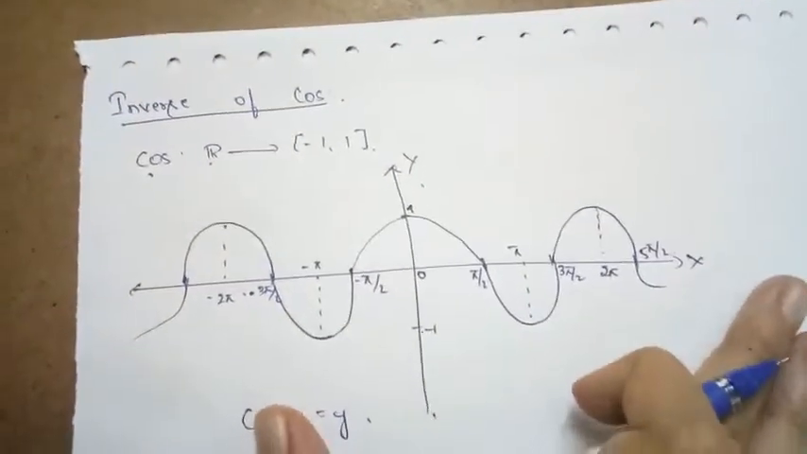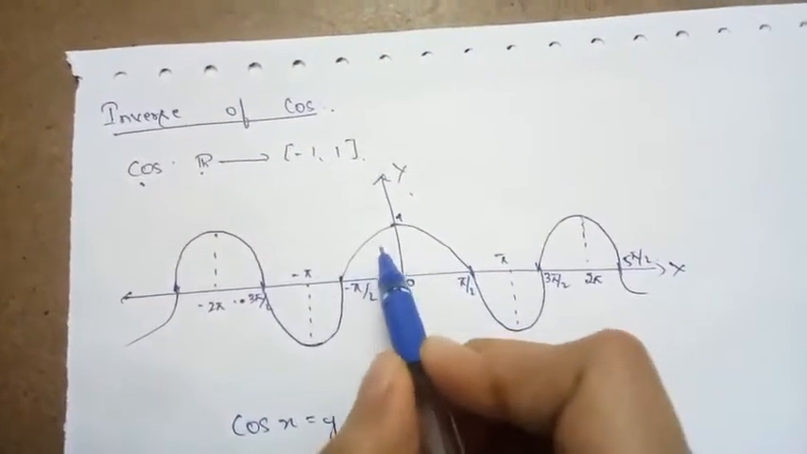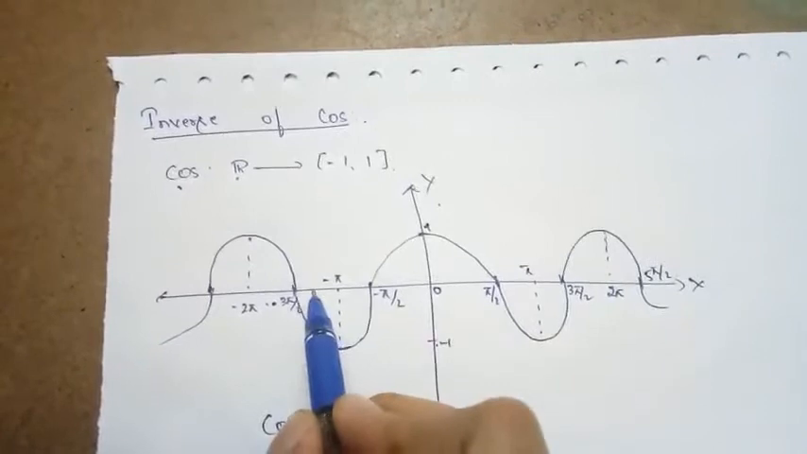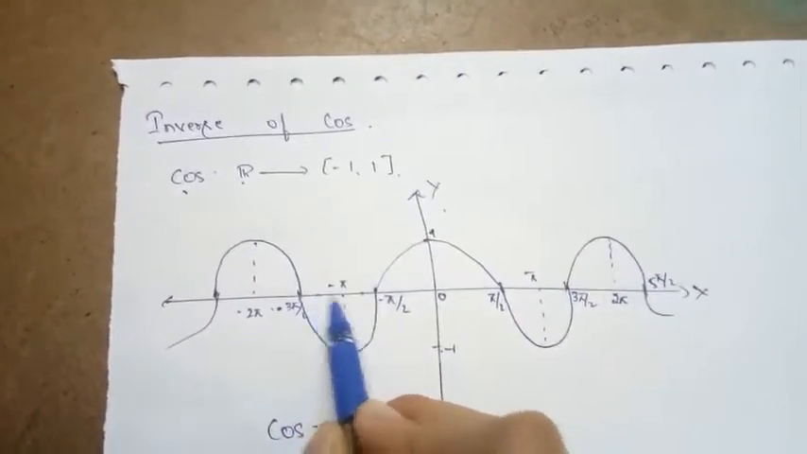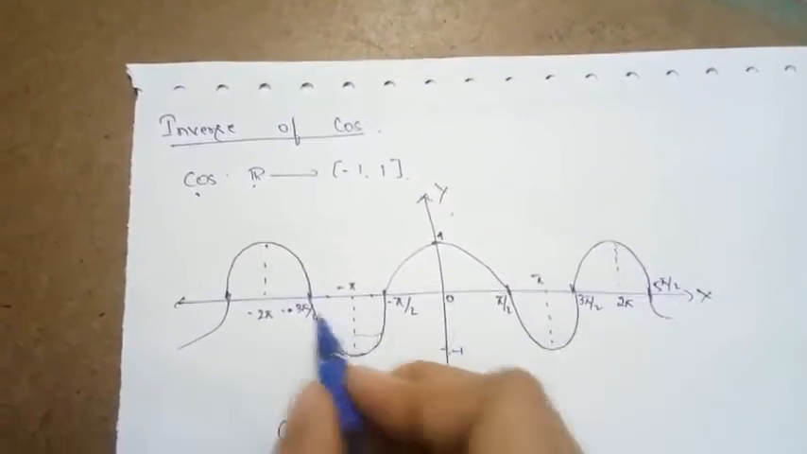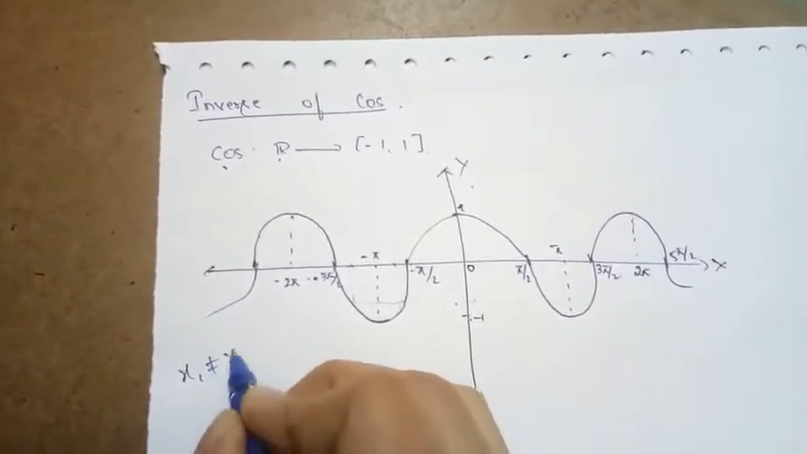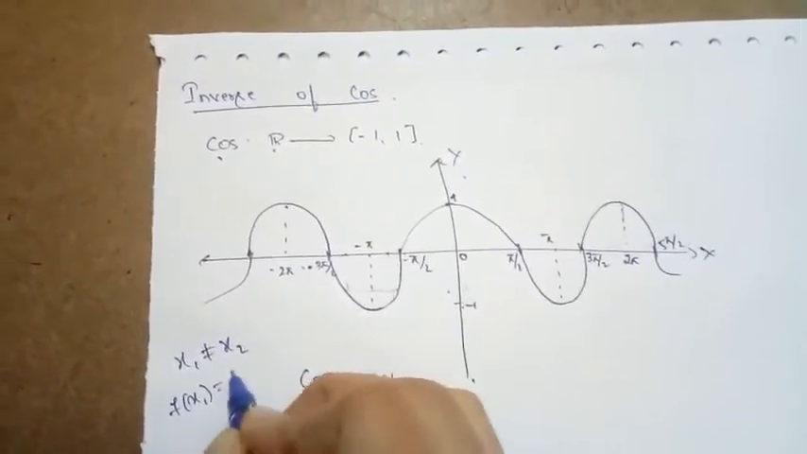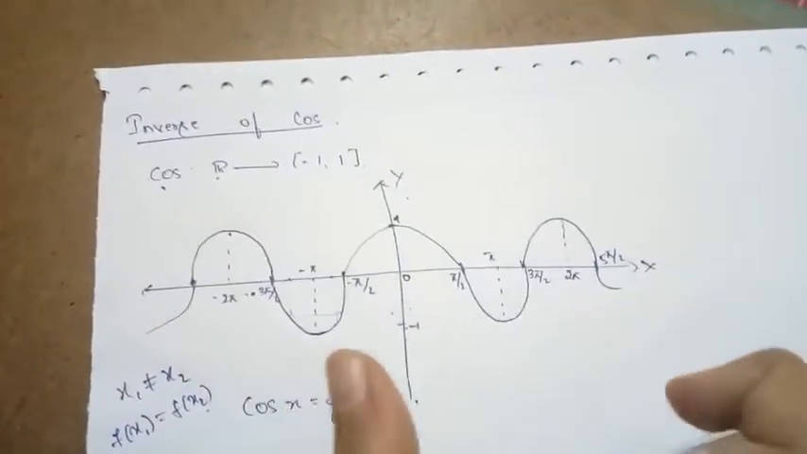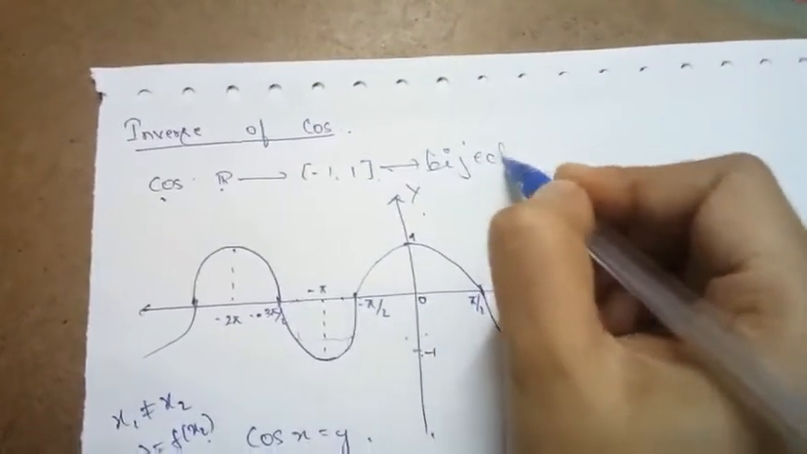Clearly, by looking at the graph, we can say that the cos function is not a one-one function, because if we take two different points, we get the same value at those points. If I consider these 2 points, at these 2 points we have the same value of y. So at x1 and x2, where x1 is not equal to x2, we get f of x1 equal to f of x2. So the cos function in this range is not a one-one function. Clearly this is not a bijective function.